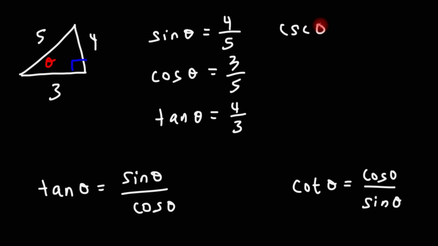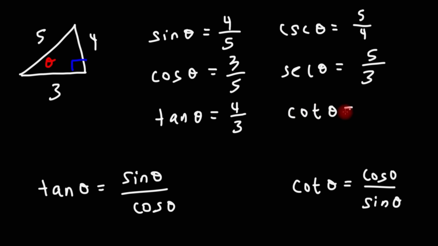Now, cosecant is the reciprocal of sine. So cosecant is 1 over sine, and if sine is 4 over 5, cosecant is going to be that fraction flipped, so it's going to be 5 over 4. Secant is the reciprocal of cosine, so secant is 5 over 3. Cotangent, being the reciprocal of tangent, that's going to be 3 over 4.